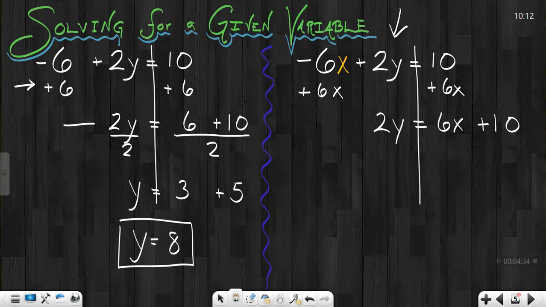Now, I'm going to continue to solve for y. Notice here it was 2 times y. We did the opposite, which was division. Same thing here. It's 2 times y, so I'm going to divide by 2. What I do on one side, I must do on the other side.